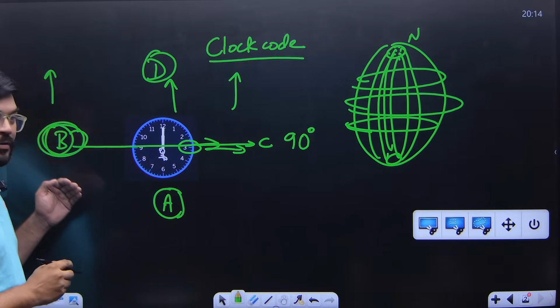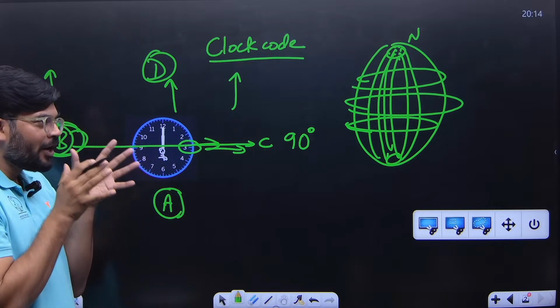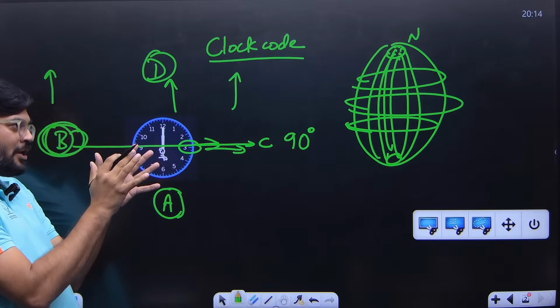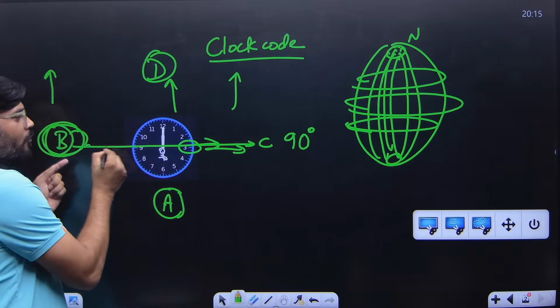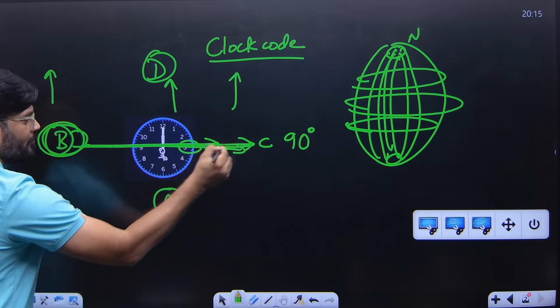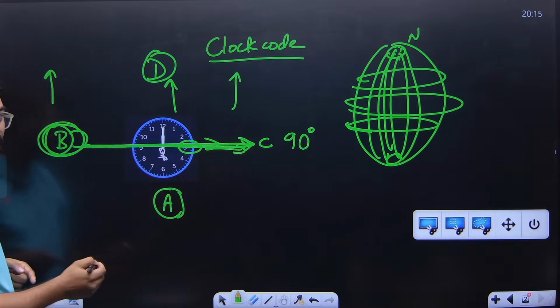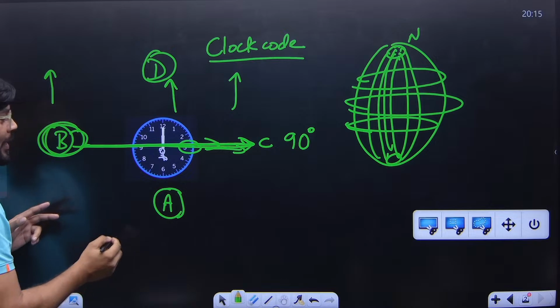Why 12 p.m.? Because when B will stand in front of C, he will look at C. So from here, what is this angle? Tell me. That's just 180 degrees, sir. 180 degrees. So what is 180 degrees?